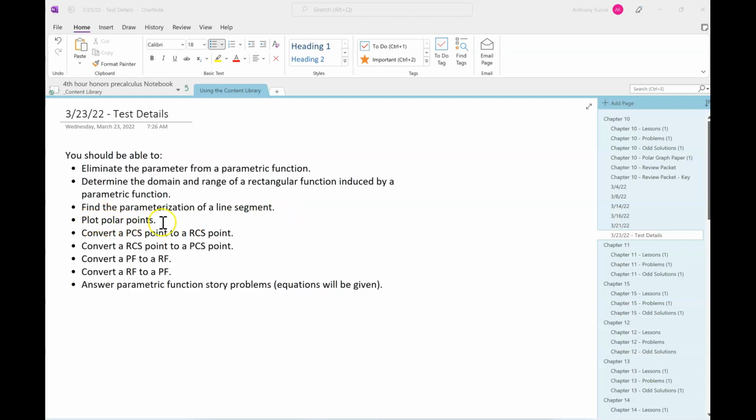Should be able to plot polar points. Should be able to convert between polar points and rectangular points and vice versa. Should be able to convert between a polar function to a rectangular function and vice versa. And you should be able to answer parametric function story problems in cases where the equation was given to you, similar to what happened in the homework quiz, where I gave you the description and then put the equation together for you and just asked you to do stuff with it.